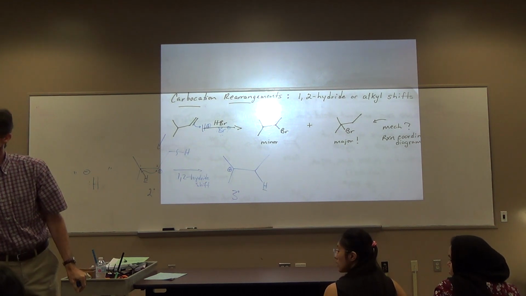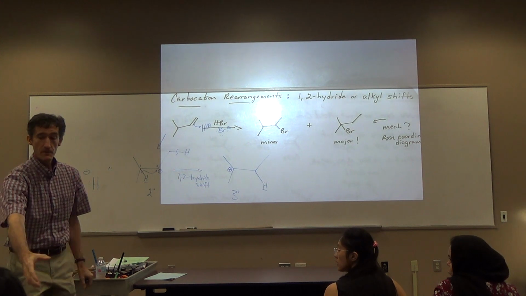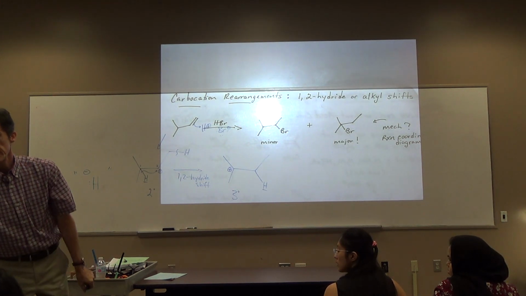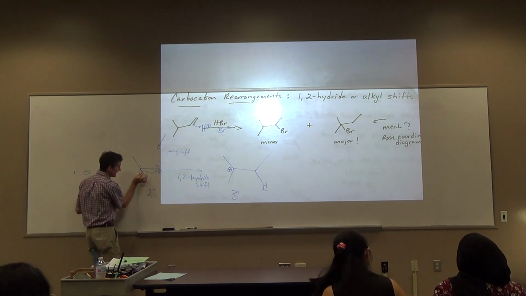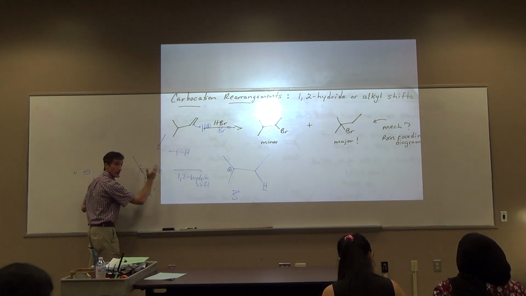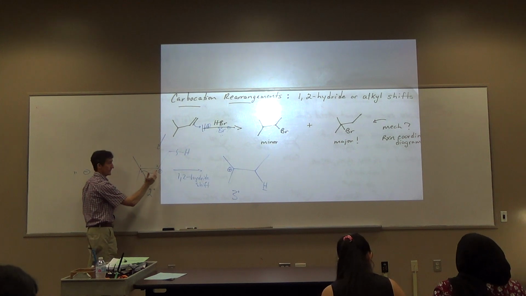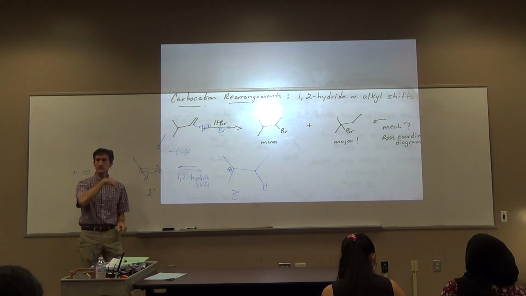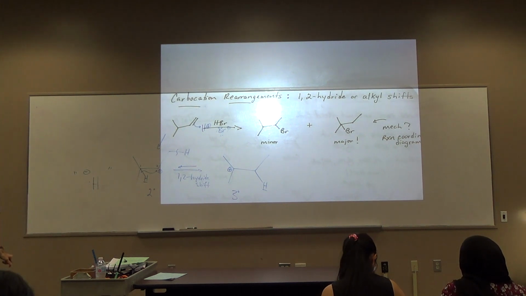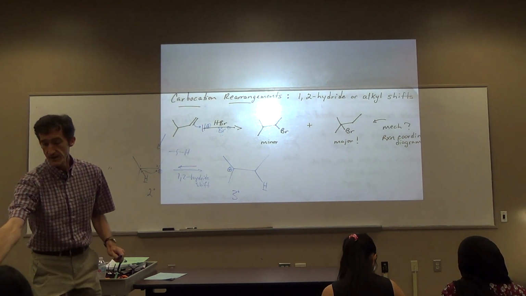The electrons break away. Why? Because when I move over here, you're tertiary now. You're more stable. Everything's better. Okay? The electrons get attracted over there and actually break free. This is actually equilibrium. Many of our steps are equilibrium. Okay? You can come back.